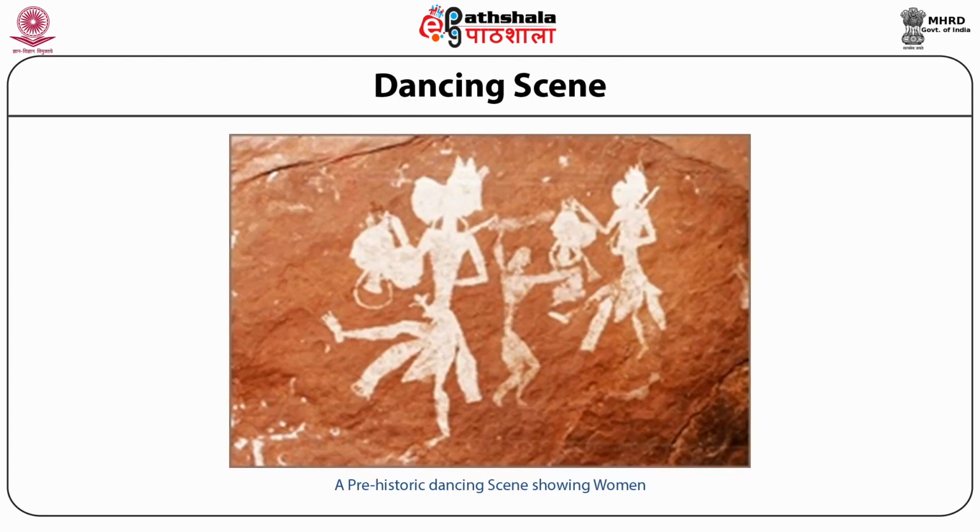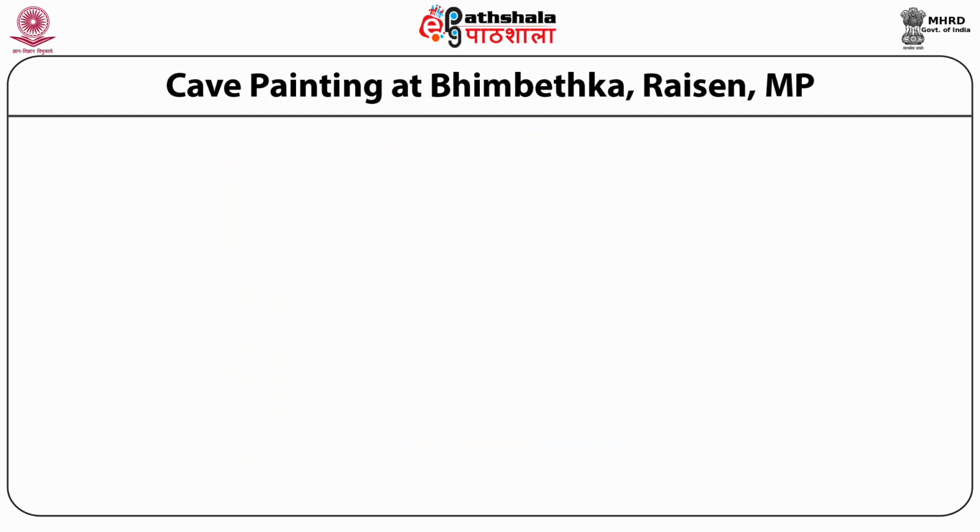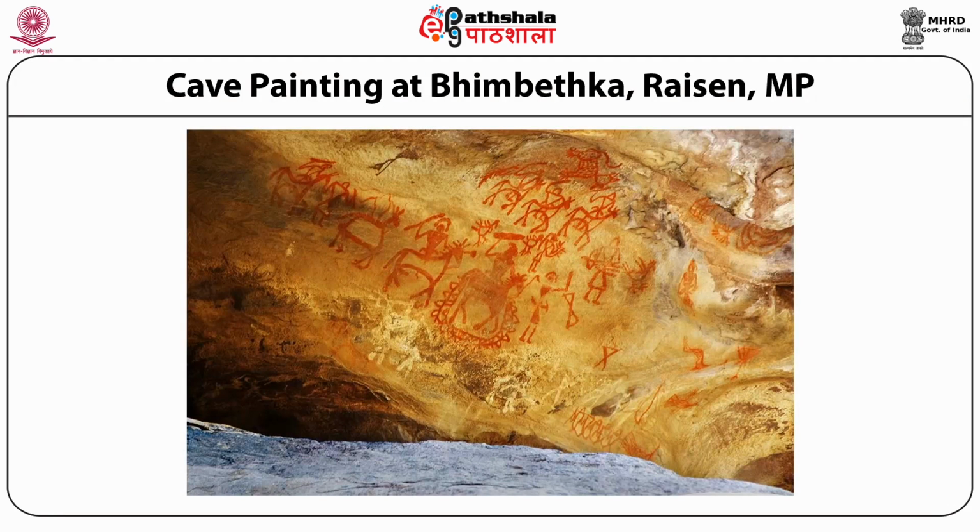Again, in the next scene, we can see a prehistoric dancing scene in which women are shown dancing. Three or four figures, one small image and a big image of a female figure, are shown dancing, and they are depicted on the wall of a cave. This is another image from the cave of Vidya-mitra in Madhya Pradesh, on which we can see various human figures, prominently women, painted on the wall of the cave.